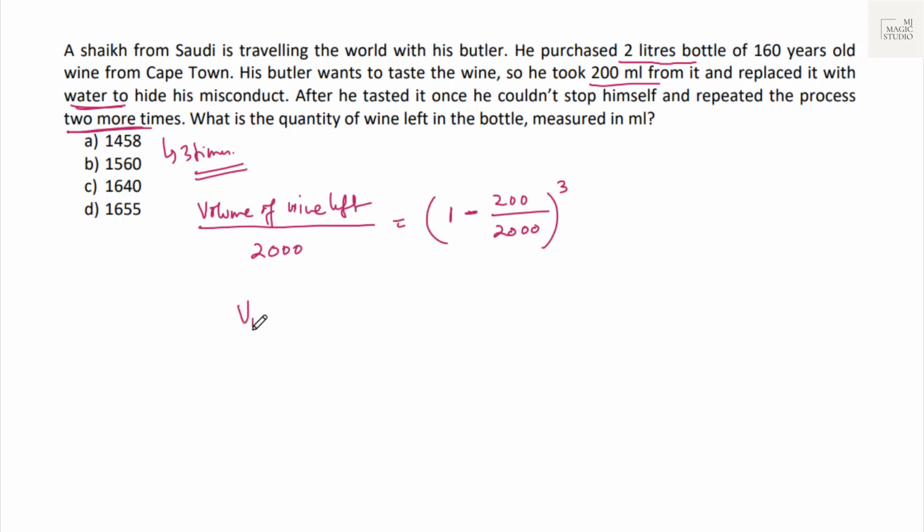So volume of wine left is equal to 2000 into, this will go 10 times, (1 minus 1 by 10) is 9 by 10. 9 cubed is 729 and 10 cubed is 1000. So it will be 1458 ml. Volume of wine left in the bottle is 1458, that is in option A.